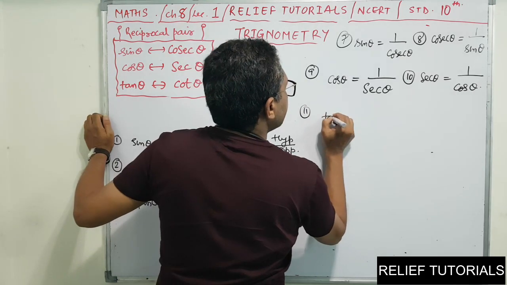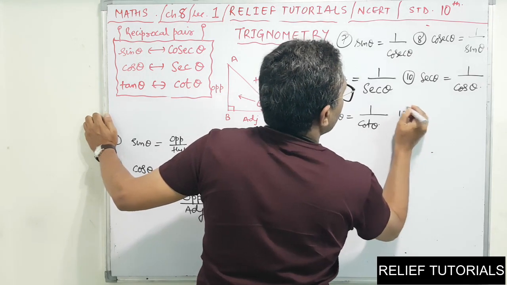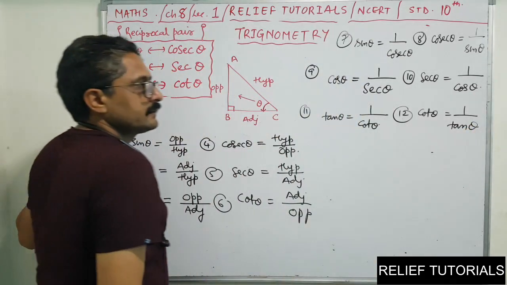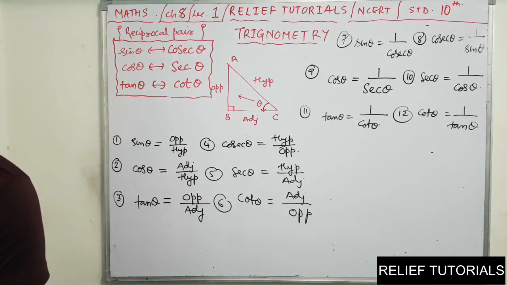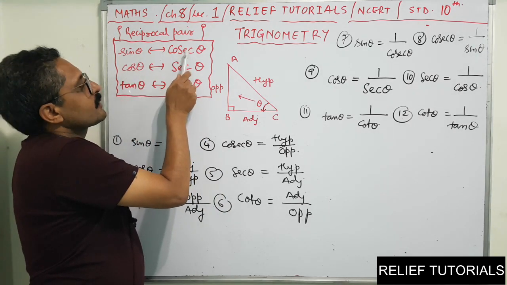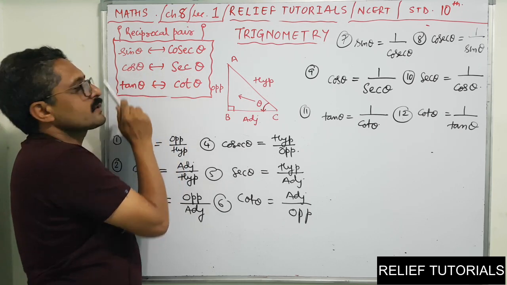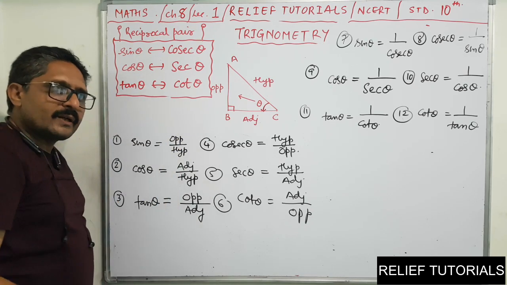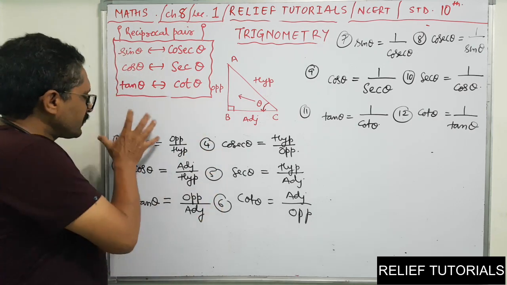Now you can write tan theta is equal to 1 upon cot theta. So cot theta is equal to 1 upon tan theta. Clear? So look here, sin theta is equal to 1 upon cosec theta, cosec theta is equal to 1 upon sin theta, cos theta is equal to 1 upon sec theta, sec theta is equal to 1 upon cos theta, tan theta is equal to 1 upon cot theta, and cot theta is equal to 1 upon tan theta. So once you get the reciprocal pairs, the remaining formulas will be quite easier. But before that, you have to remember how we got these things.